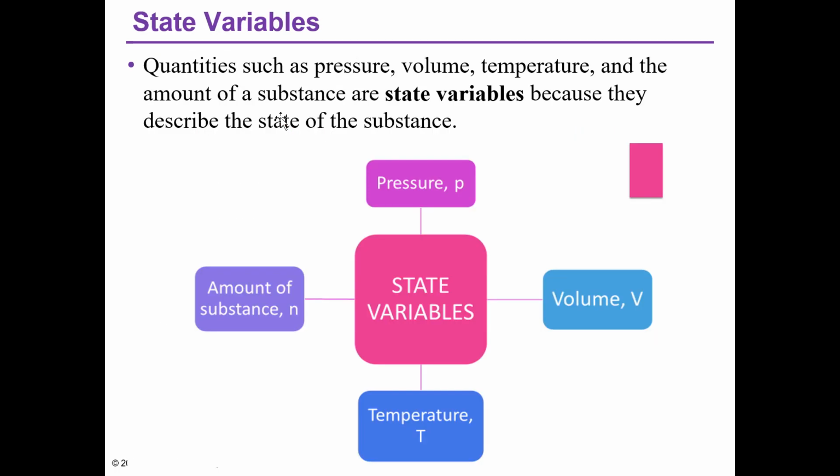Okay? So, we will define first state variables. State variables are these: pressure, volume, temperature, and amount of substance. They describe the state of the substance. So, muna ang mga state variables. We have P for pressure, V for volume, N for amount of substance, and T for temperature.